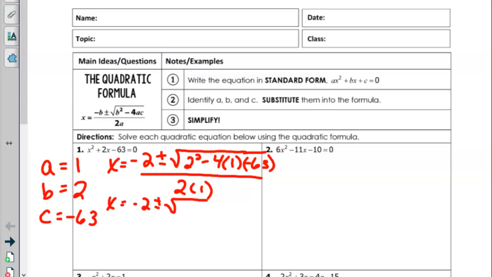What is 2 squared minus 4 times 1 times negative 63? Perfect. Make sure everybody is getting 256. And I'm going to go ahead and simplify 2 times 1. It is positive 256.